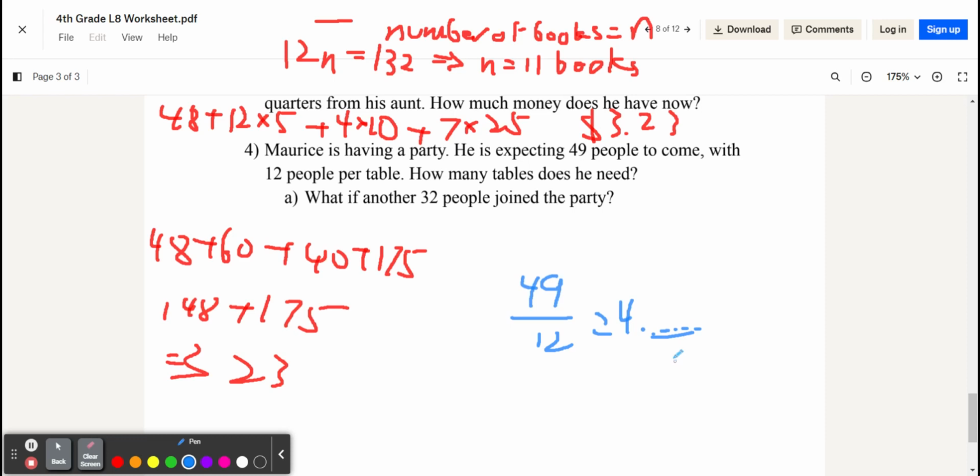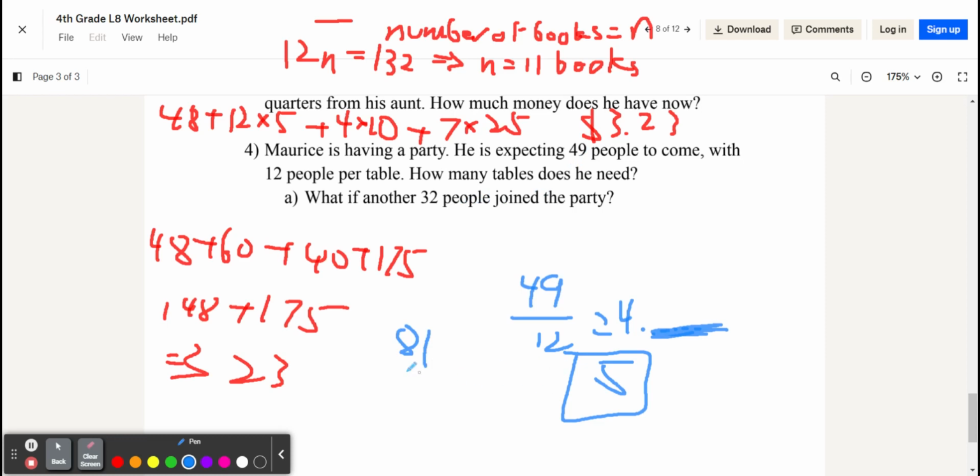If he has 4 tables, that means there'll be some people left over who have no table. And he needs a table for everyone. So he should have more than 4 tables. So he should have 5 tables. He needs 5 tables. And then if another 32 people joined the party, he would have 81 people in total.